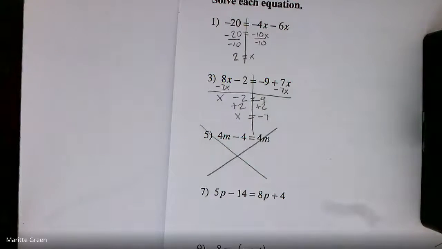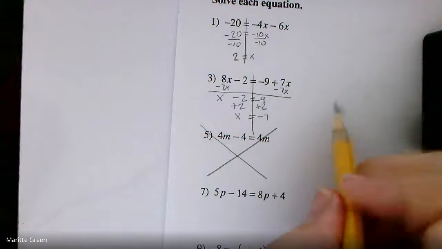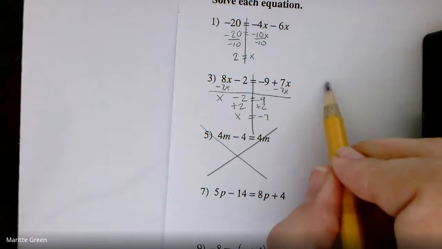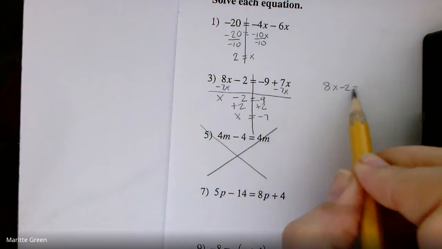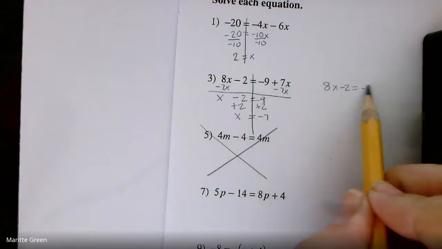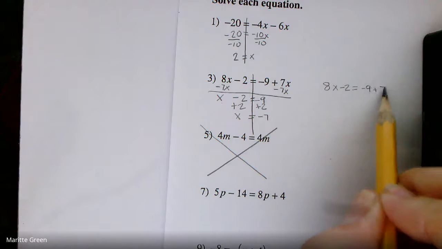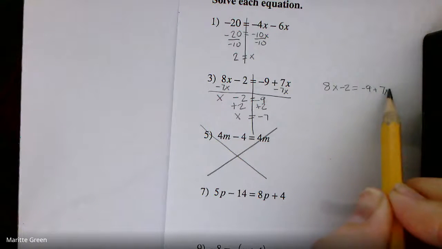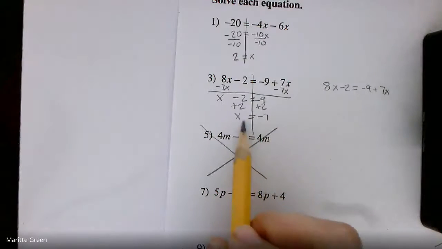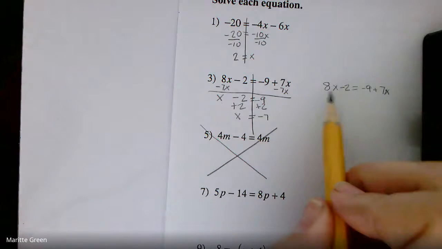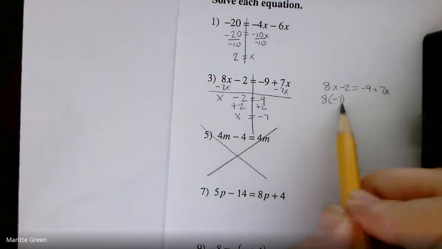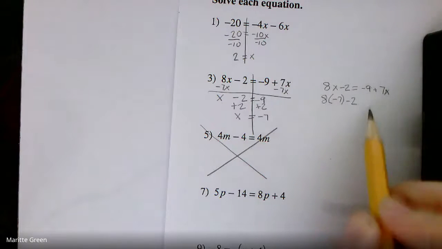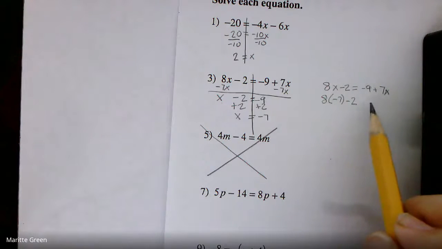Okay, remember you should check it. So I'm going to check it right here. I'm going to say 8x minus 2 equals negative 9 plus 7x. But according to this, x equals negative 7. So I'm going to rewrite this with a negative 7 in the place where the x was, because you're telling me that x is negative 7.